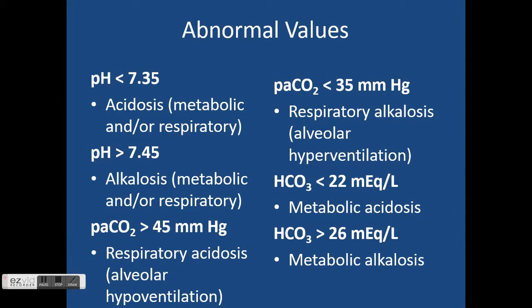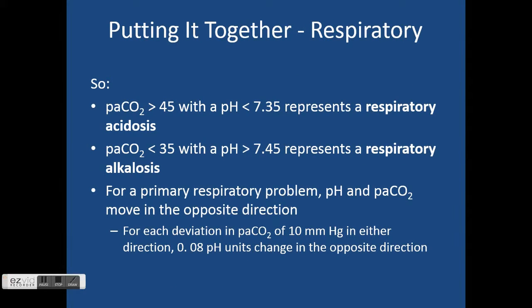So, putting it all together, if I have a patient with a PCO2 that's elevated above 45 and a pH less than 7.35, I have a respiratory acidosis. If the CO2 is less than 35 and the pH is greater than 7.45, I have a respiratory alkalosis. So, whenever you see the CO2 and pH move in opposite directions, it's most likely a primary respiratory problem, whether it's acidosis or alkalosis.